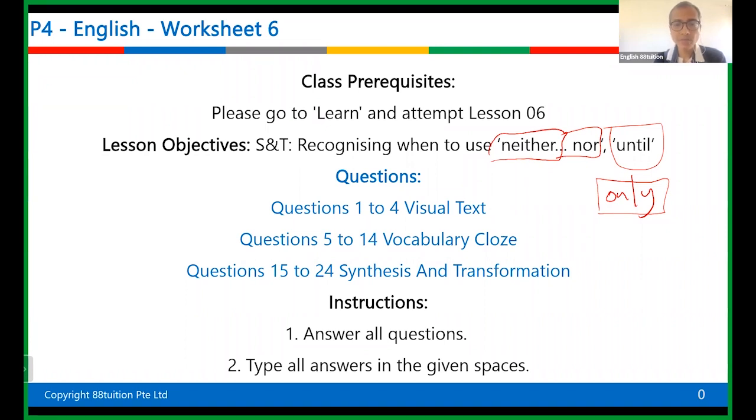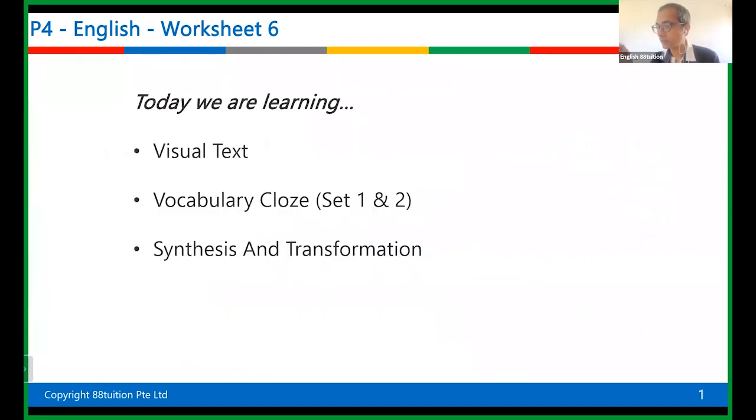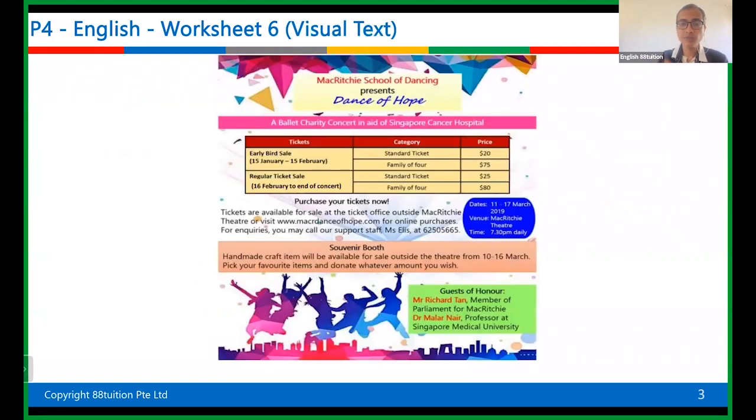So today we have these three topics that we're going to discuss: visual text, vocabulary cloze, synthesis and transformation. You are normally given this lesson beforehand, so you can do the worksheet and we can discuss. But if you haven't done it, we'll discuss it still while we are doing it today. Okay, let's look at this first. Let me expand it.